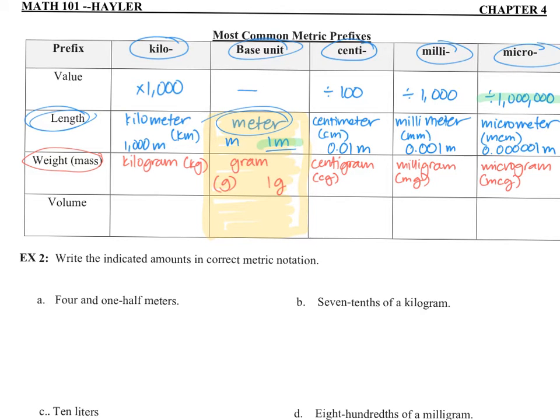Okay, let's follow a common pattern here. All right, so go ahead and see if you can write down what each of these would be in terms of grams. For a kilogram, we're going to take our base gram and multiply it by 1,000. So what is 1 times 1,000? Well, that is going to be 1,000 grams.